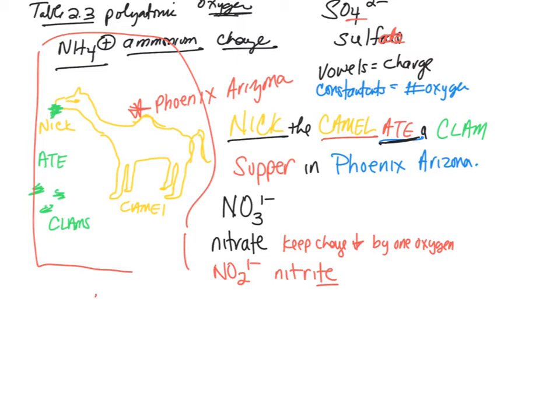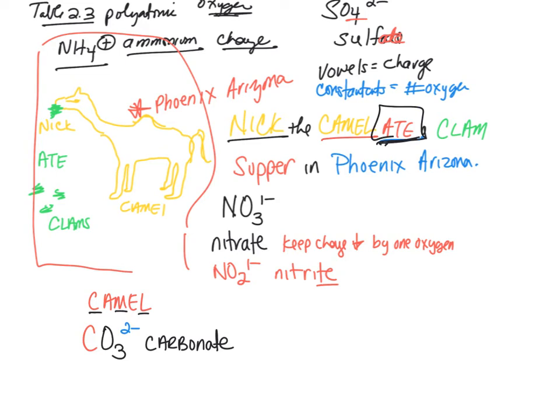Camel. This is C. And how many vowels do we have? 2. So it's 2 minus. And how many consonants do we have? 1, 2, 3. CO3, 2 minus. This is carbonate. And let's see, do you have to know carbonate? Usually you don't. Okay, these are the 8s.